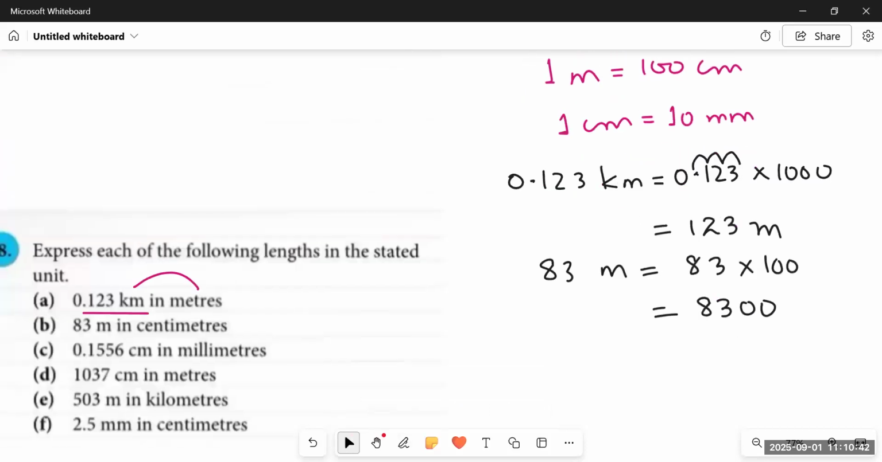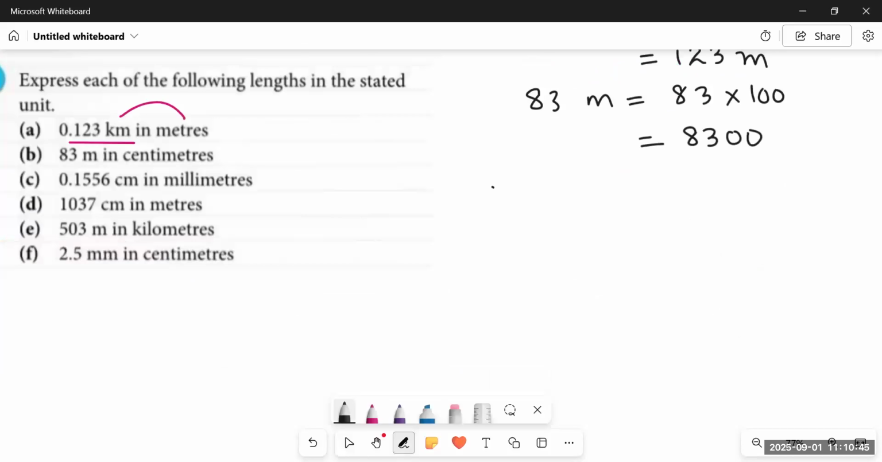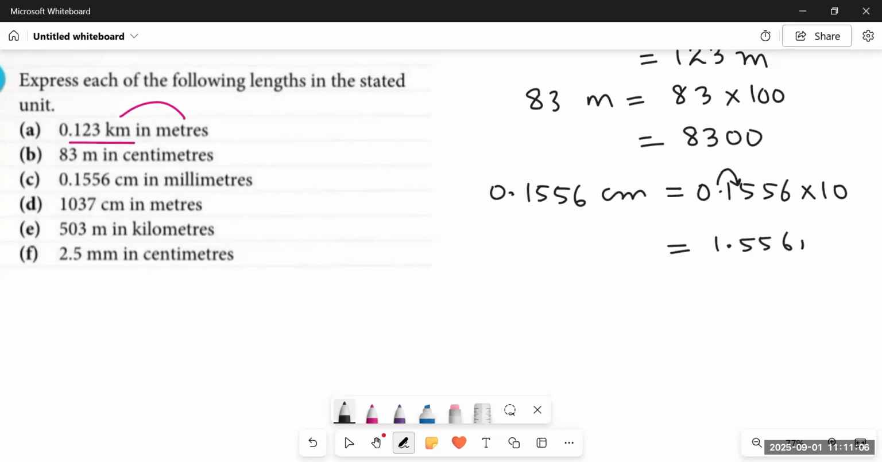Next, we have 0.1556 centimeters in millimeters. This time we have to convert a decimal from centimeters to millimeters. And we know that 1 centimeter equals 10 millimeters. So we will simply multiply 0.1556 by 10 and the decimal will move 1 place forward. It becomes 1.556 millimeters, right?